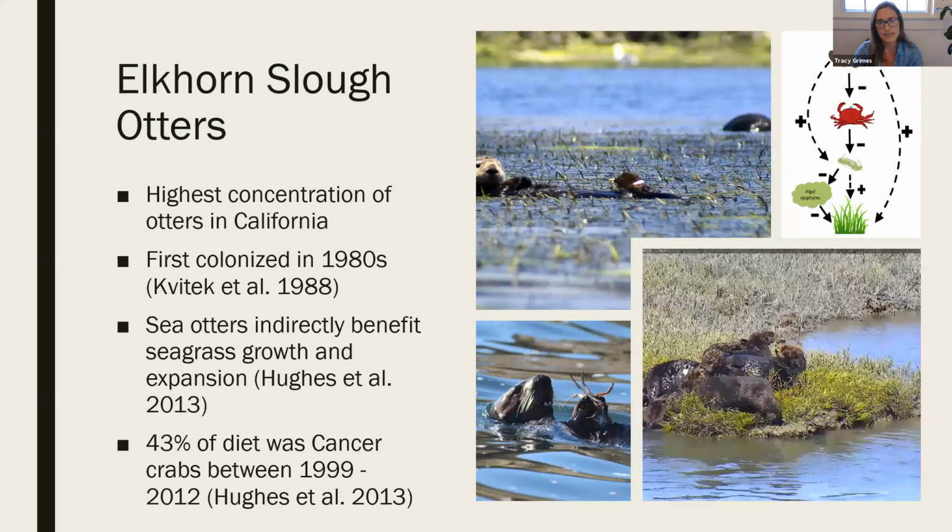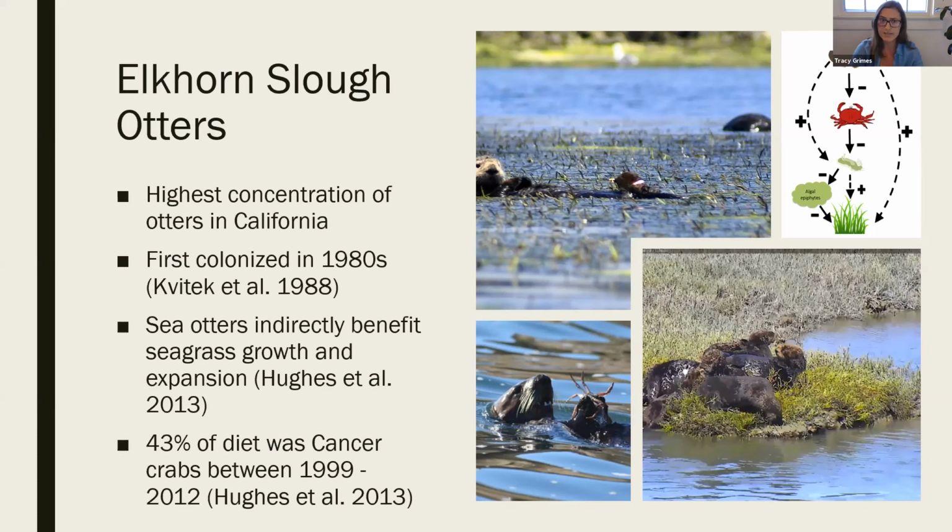So the otters in Elkhorn Slough first colonized in the 80s. However, they didn't really get established in this area. It was a small raft of a few males. But in the early 2000s, the Monterey Bay Aquarium started to release rescued pups. And at that time, breeding started. So from the early 2000s up until about 2013, the population grew pretty rapidly and has remained pretty stable in more recent years.